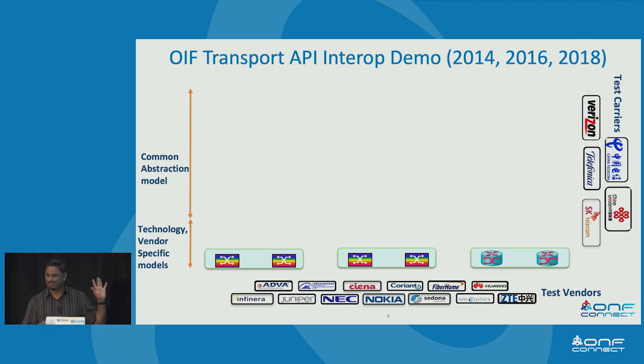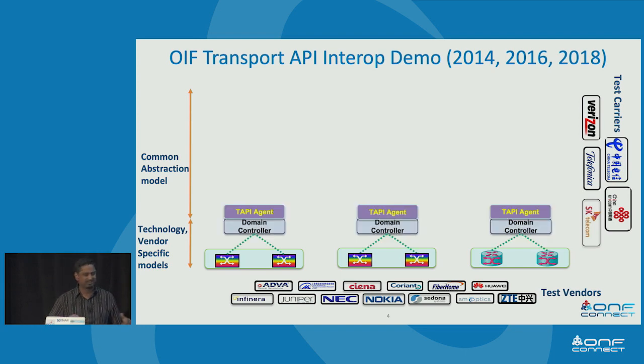Now, just to give an idea of where it was deployed and how, this slide is not so much about the various interop demos we have done with these APIs, but how it has been applied. Since ONF, we really don't do interoperability demonstrations. We have worked closely with OIF over the many years, over various interops. This is a list of all the vendors and service carriers who were involved in these various interops at various times.